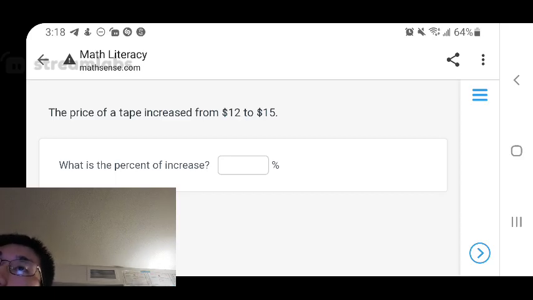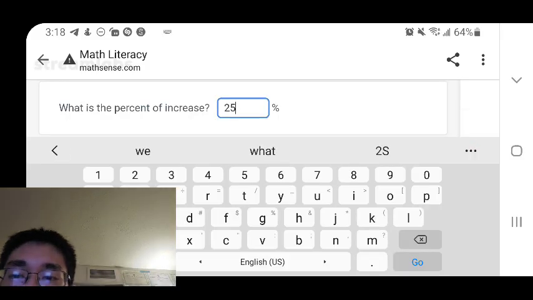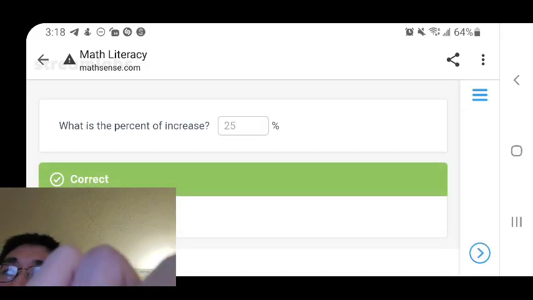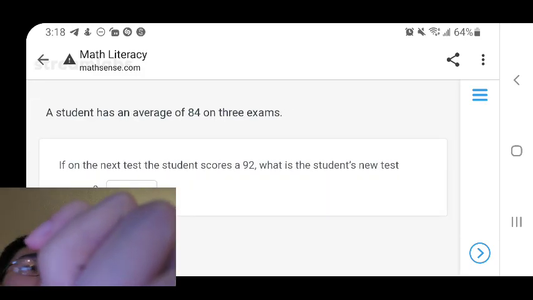I think so. Yeah. Price of the tape is 12. Increased by 3, so you do 15 minus 12 over 12 to get a percent increase. That's 3 over 12. That's 1/4. That's 25%. Yeah, you increase it by 3, and 3 is 1/4 of 12. That's 25%.